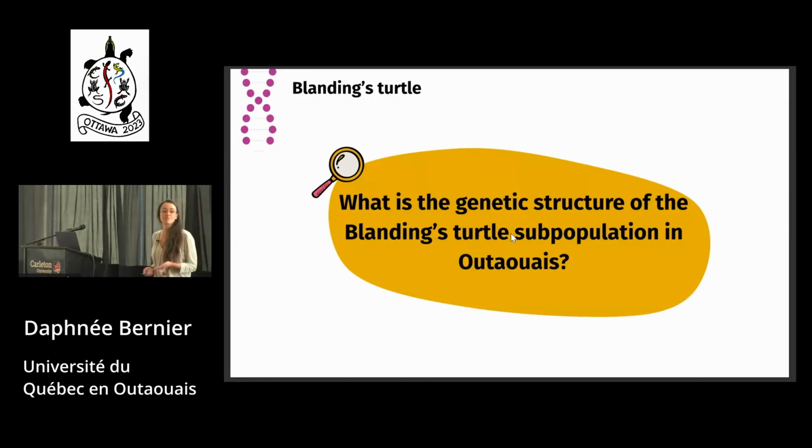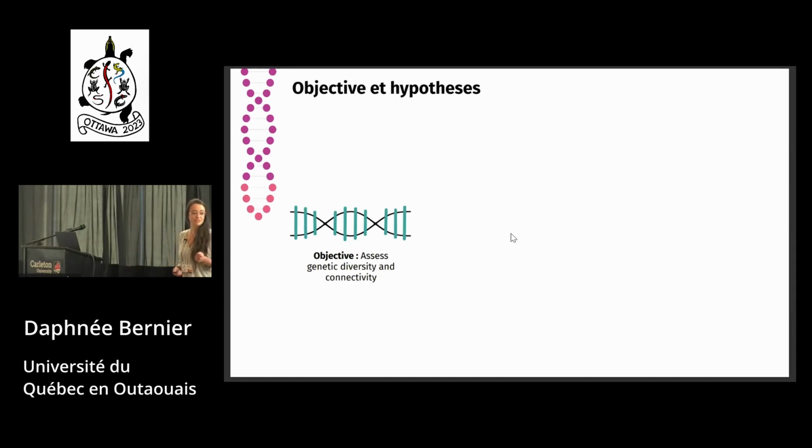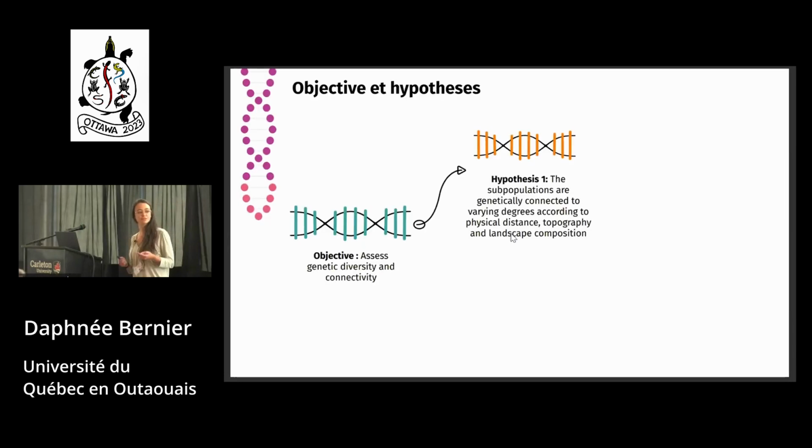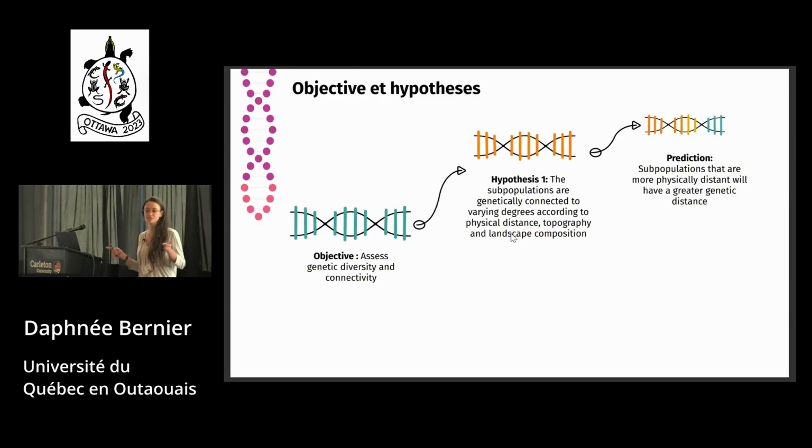So it does bring the question, what is the genetic structure of the Blanding's turtle subpopulation in Outaouais? For that, I had the objective to assess the genetic diversity and connectivity, and two hypotheses. First one being that the subpopulations are genetically connected to varying degrees according to topography, landscape, and physical distance. And if that is true, the subpopulations that are more physically distant will have a higher genetic distance.